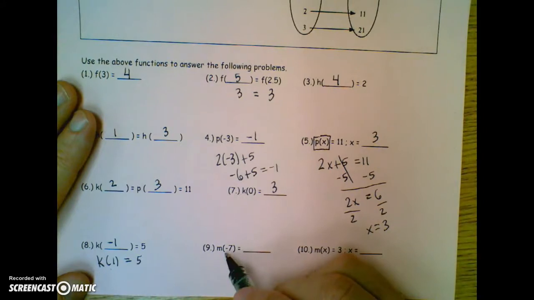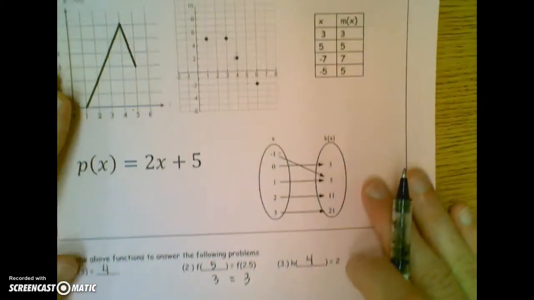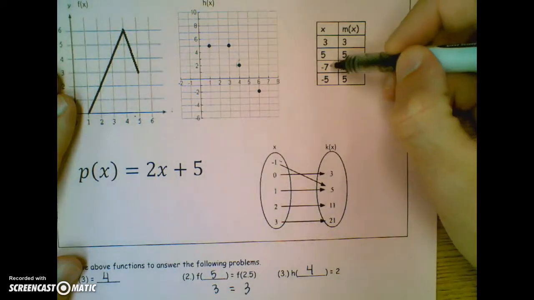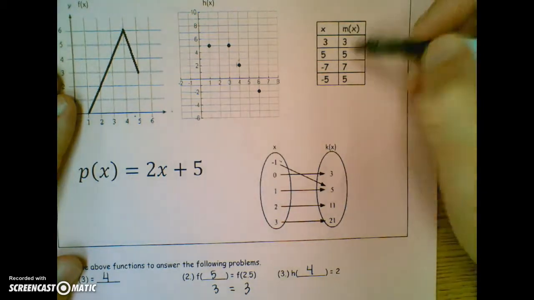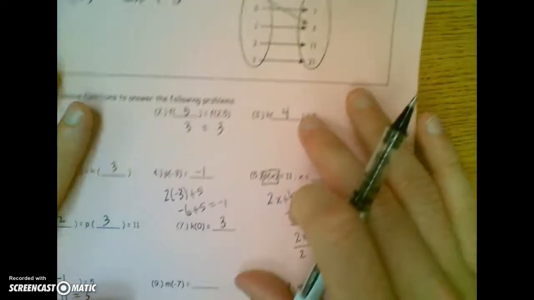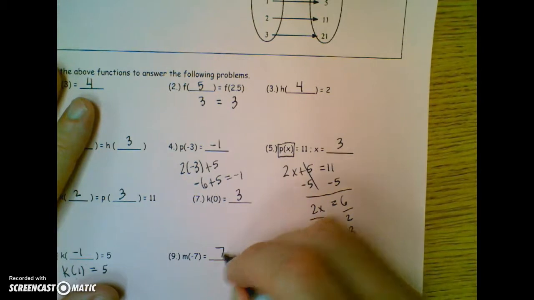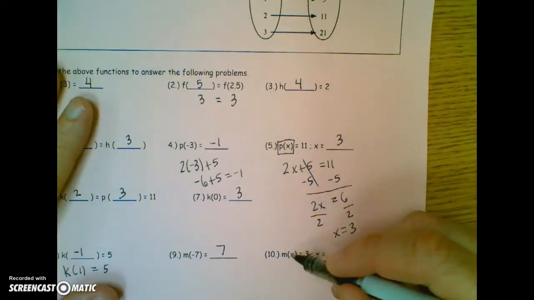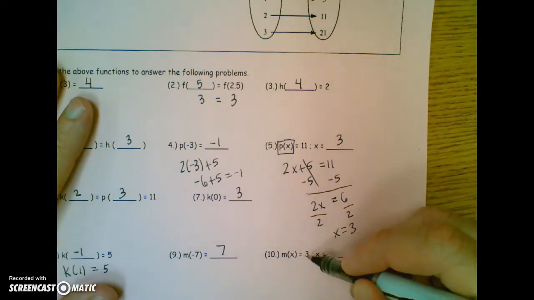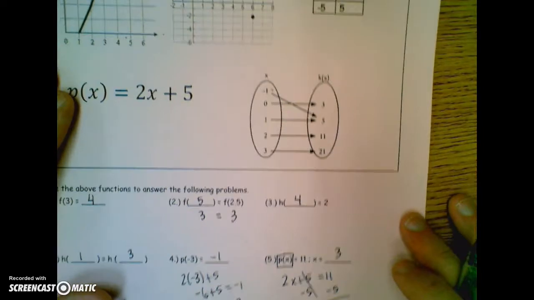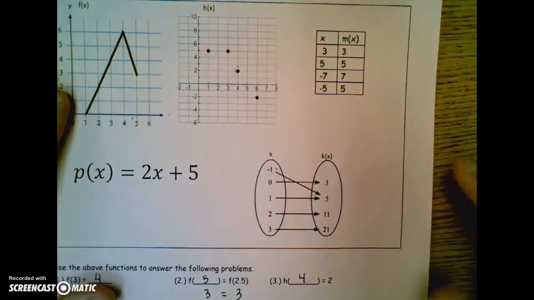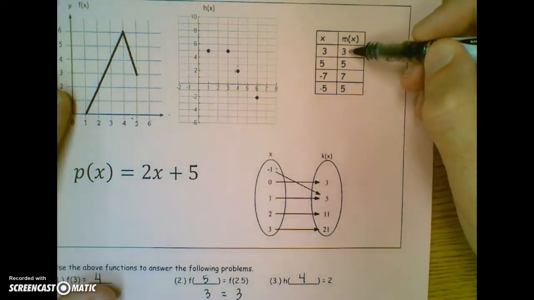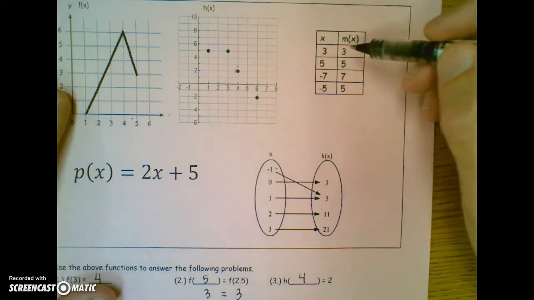Okay, next one, m of -7. So I'm going to look at the m function. My input is -7, so my output is 7. And then the last one, it's asking for the input. What input gives me an output of 3? Looking at my table, what input gives me an output of 3? And right here, 3 happens to be the answer.